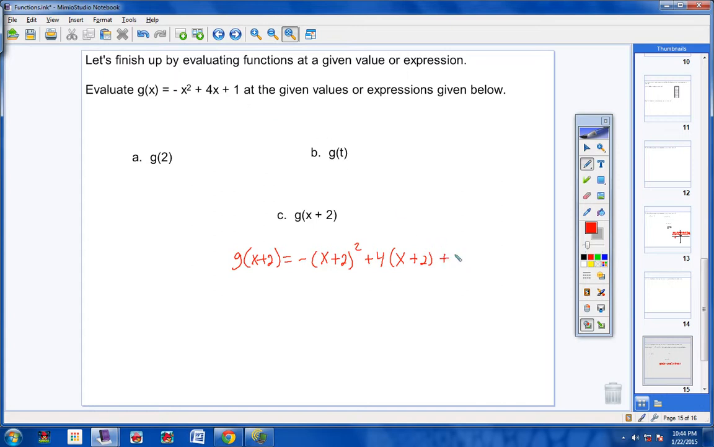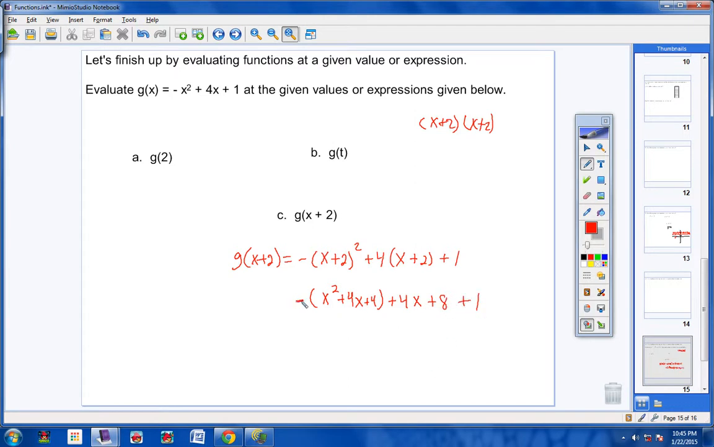then positive 4, x plus 2, then plus 1. Now remember, when you square x plus 2, that does not mean x squared plus 4. It means x plus 2 times x plus 2. Okay? So, I'm going to bring down my negative sign, put a big parentheses, and I'm going to get x squared plus 4x plus 4. Okay? Now, next, take your 4 and multiply it through. 4 times x is 4x. 4 times 2 is positive 8. Bring down your positive 1.